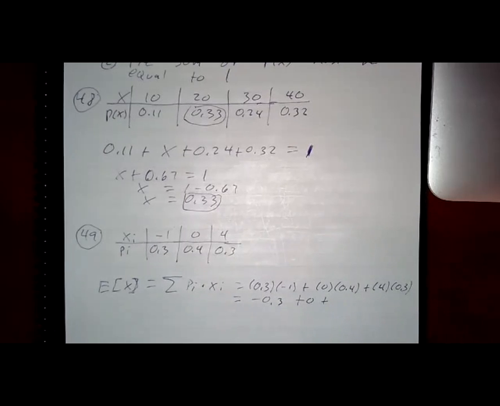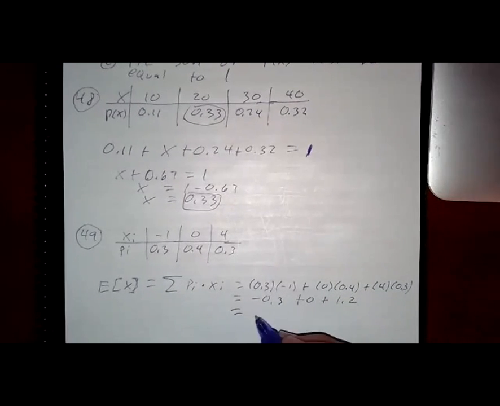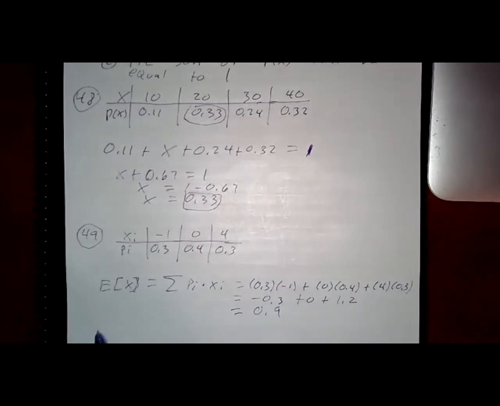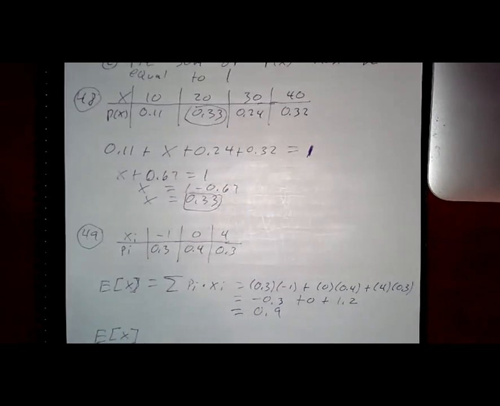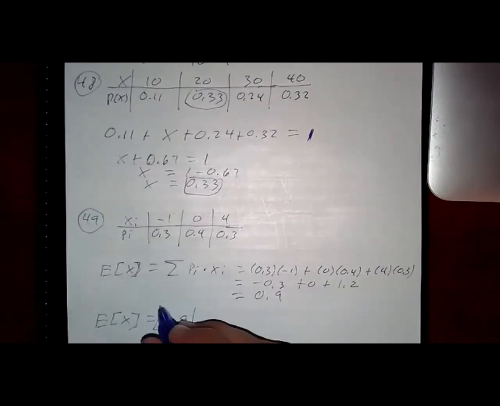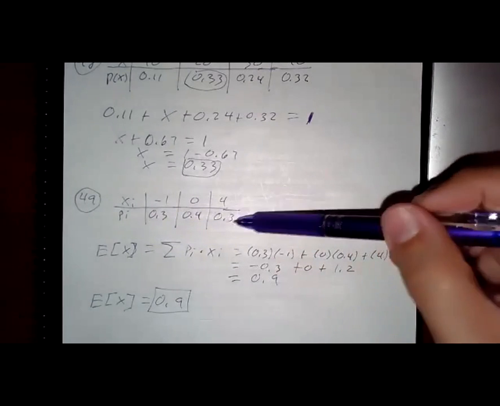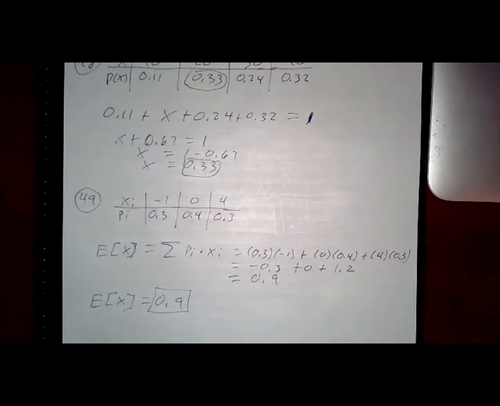That will give us -0.3 plus 0 plus, I don't know what that is, I think it's 1.2, right? Yeah. So the sum will be 0.9. So the expected value is 0.9. So whenever you hear the words expected value, all you need to do is multiply these numbers and add them together. That's all you really needed for those chapters. I think it was chapter 7 or 8 or something. I forget.